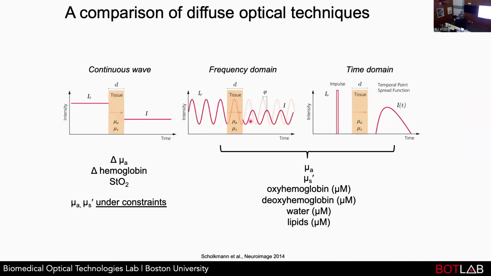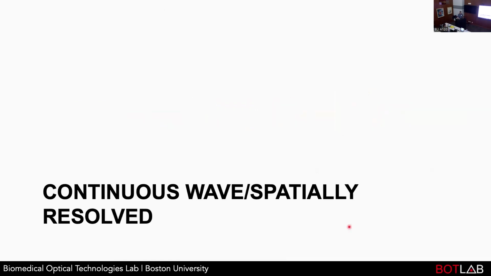Other techniques, where we modulate the light source, what we call the frequency domain or the time domain, give us sufficient information to separate the effects of absorption from scattering. If we do that at a number of wavelengths, we can get chromophore concentrations of deoxy-hemoglobin, water, lipid, and others. So let's start with continuous wave spatially resolved measurements.